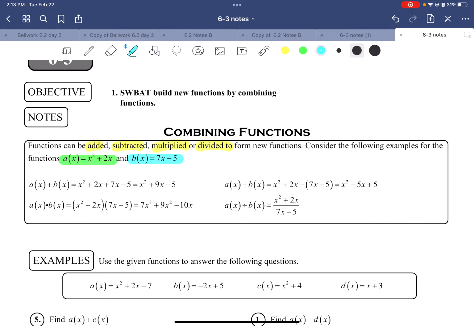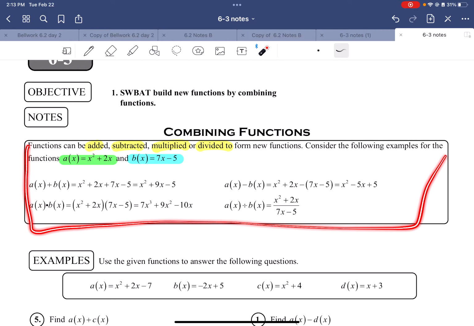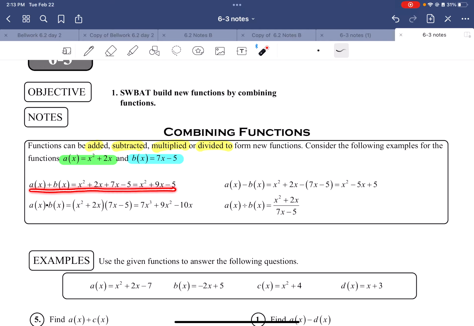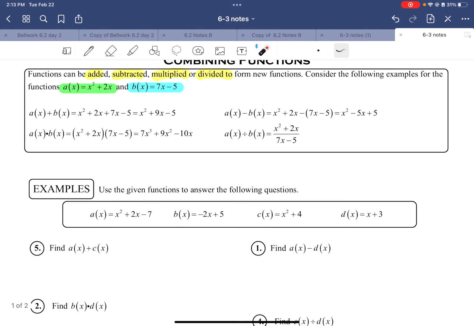So in this box here, it shows you examples of how you could add those two functions together, how you could subtract those two functions, how you could multiply those two functions together, and then how you could divide the two functions. So those examples are there for you to have. We're going to go ahead and do some examples together though.